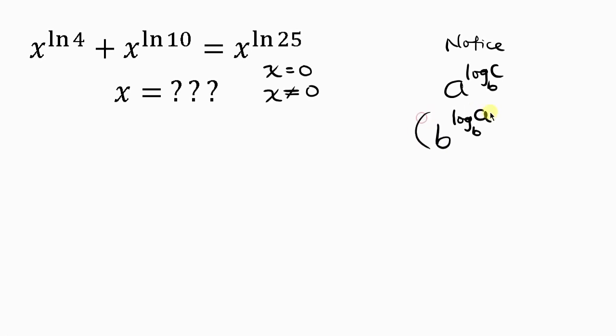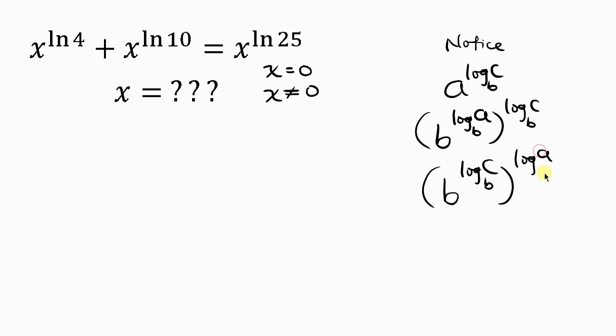Now let's raise this to the log of c base b. And from the law of indices, we can switch the position of the power inside of the bracket and the power outside of the bracket. Why? Because from law of indices, the powers multiply, and since multiplication is commutative, the positions do not matter. So let's switch the position. So we have b to the log c base b, now to the log a base b.